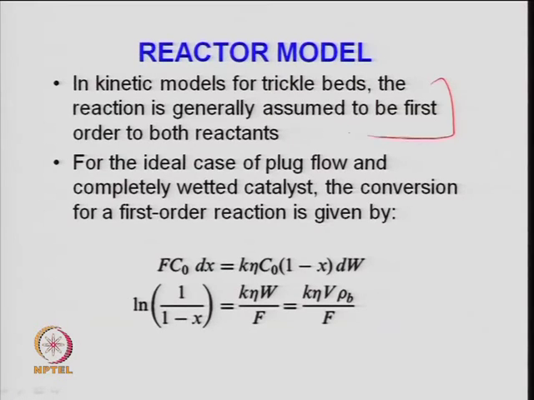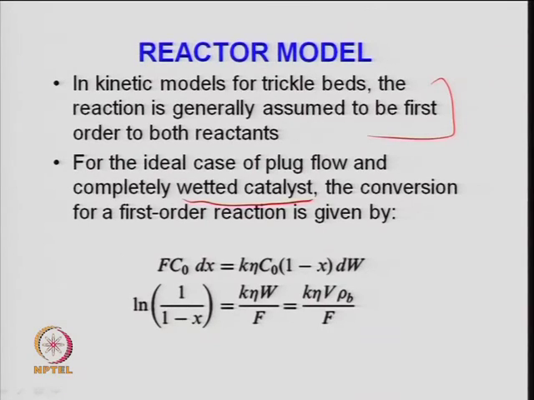So, a kinetic model for a trickle bed reactor is generally assumed to be first order with respect to both reactants. Generally liquid is already there in the bed, so liquid is in excess. So, we make it a pseudo first order rate. So, if the reactor is ideal and the catalyst is completely wetted, most of the time your wetting efficiency here comes out to be 1 for the completely wetted surface.